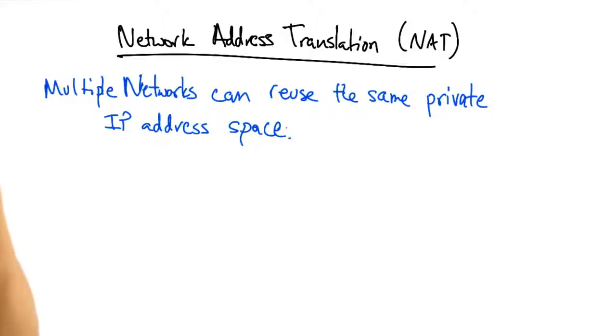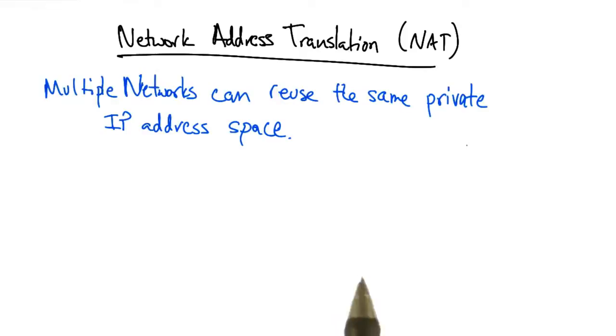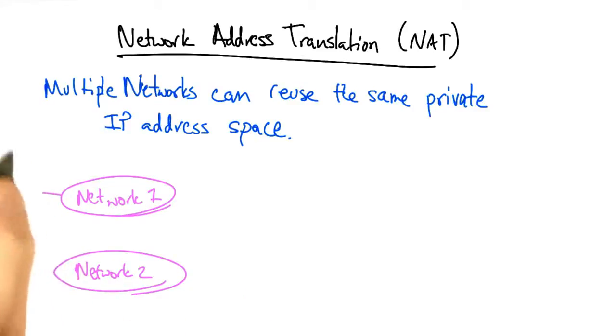NAT allows multiple networks to reuse the same private IP address space. Let's suppose that we have two networks. These networks might be, for example, homes, or they might be larger networks in regions of the internet where IPv4 address space is scarce, for example, in developing regions. What NAT allows these networks to do is reuse the same portion of internet address space.